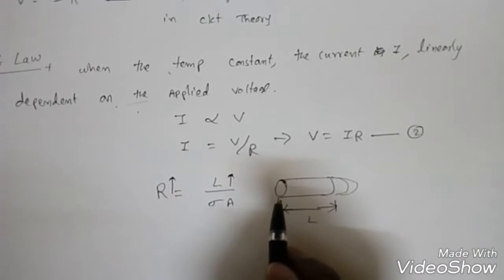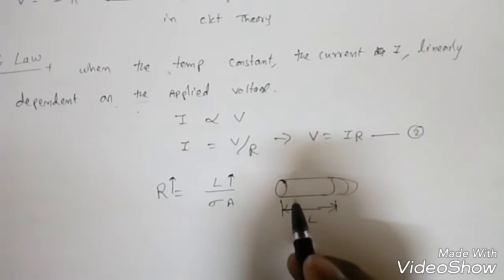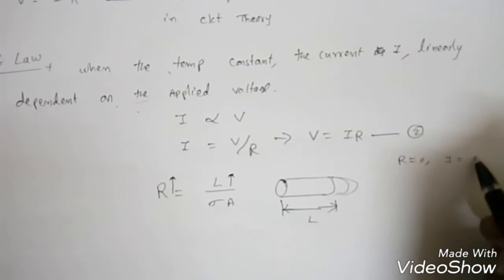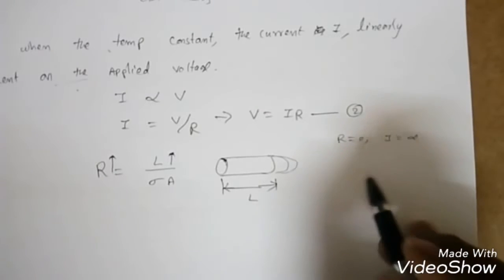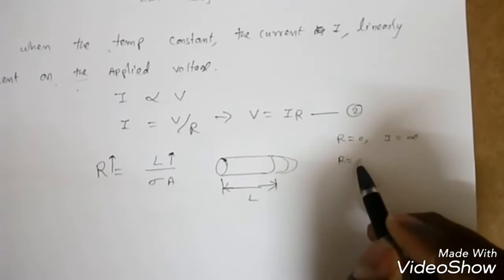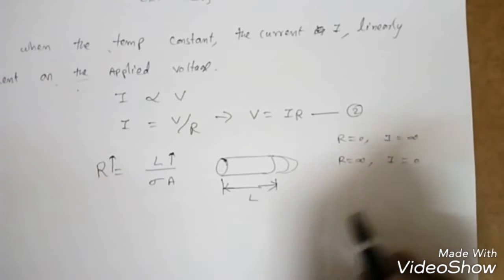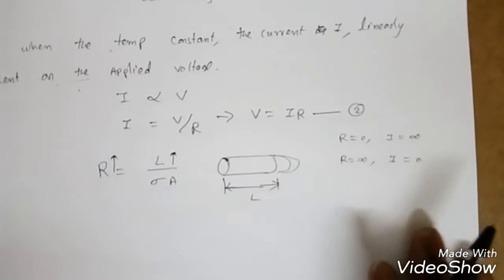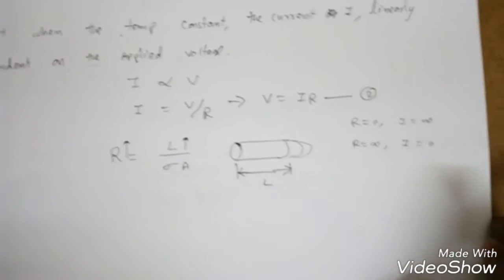We know that when resistance is very high, the current is very small. When R is equal to 0, the current is infinity, a very high current will flow. When R is very high, that is infinity, the current is 0. So when resistance is very high, there is no current flow. That is the reason why it is like this, right?